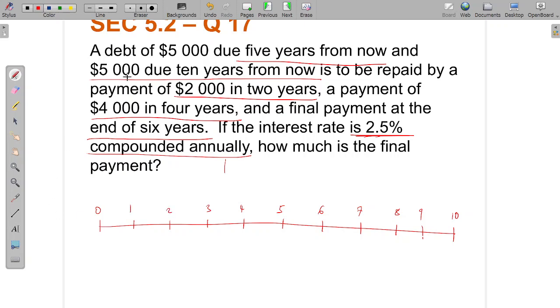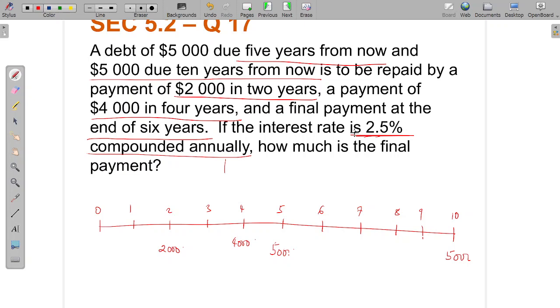Okay, so the debt is due 5 years from now. So I write 5,000 here. And another one, 10 years. I write 5,000 here again. To be repaid, this is now payment. 2,000, 2 years. This is payment. And then 4,000, 4 years. This is also payment.